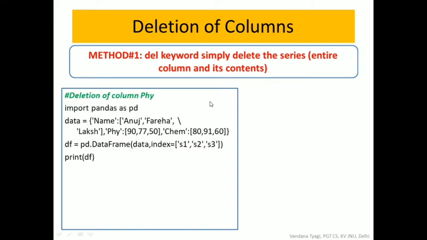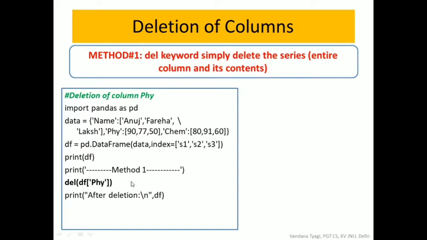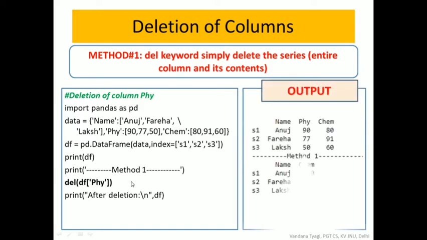So this first section is only creation of data frame. We are not repeating it again. Now coming to method 1. We have given here del df physics. So this is the label we have passed. This is a column label we are passing. So the complete physics column is being deleted from my data frame.